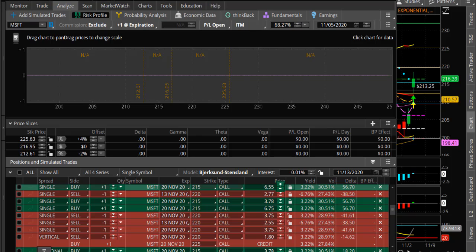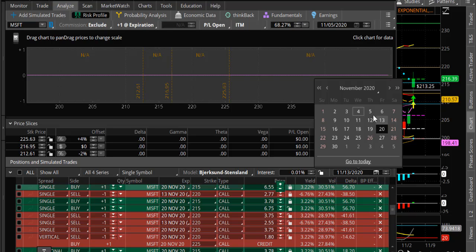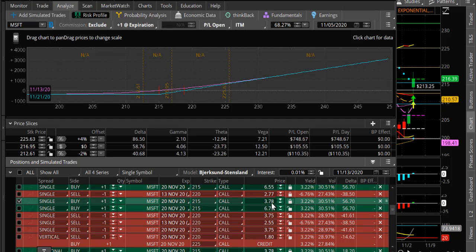Okay, so the next step is to convert it. If we get into next week, coming into November the 13th on Friday, and Microsoft is trading below our short strike here of 220, we can let this expire worthless. We'll keep that full 277. That adjusts down the price of the long dated, the 20 November 215, to a price of $3.78 or $378. So then the next thing is we sell immediately on that Friday.